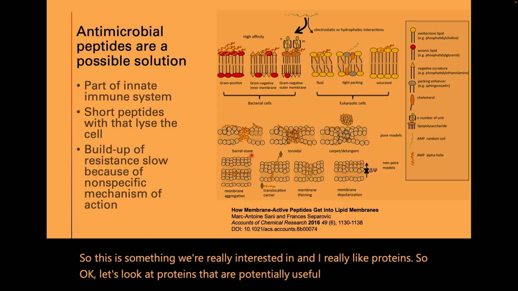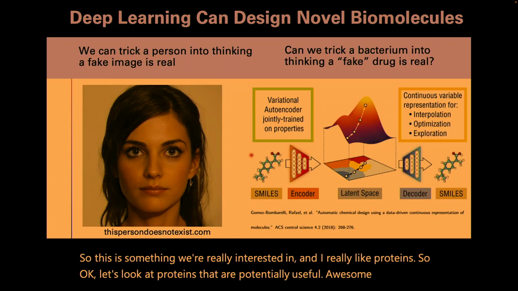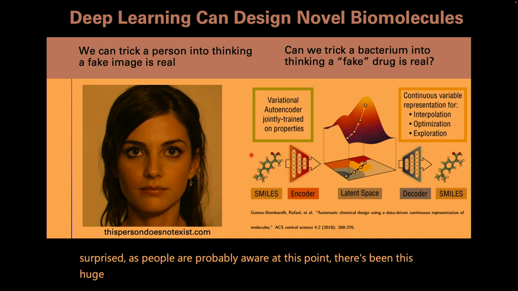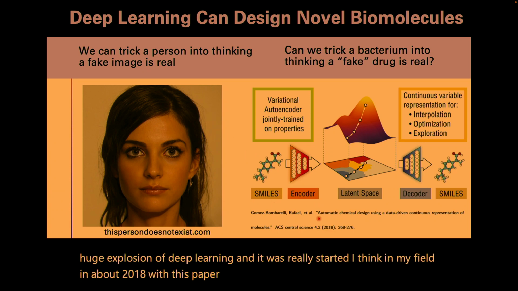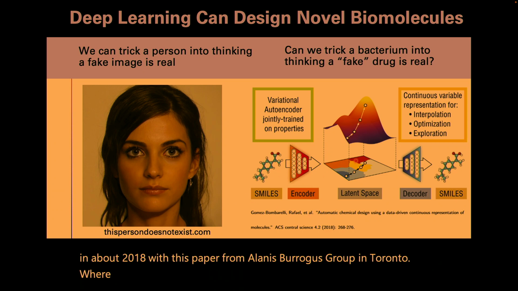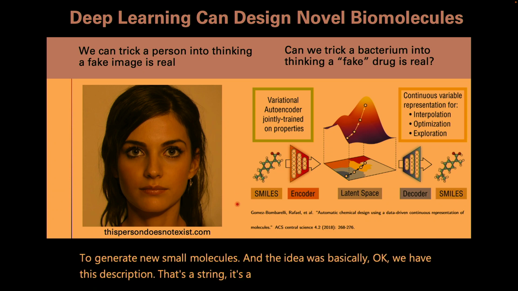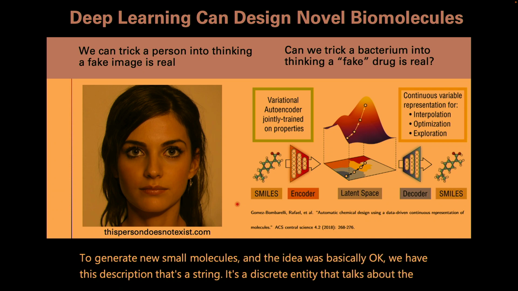Now, as people are probably aware at this point, there's been this huge explosion of deep learning, and it was really started, I think, in my field in about 2018 with this paper from Alán Aspuru-Guzik's group at Toronto, where they were able to use deep learning to generate new small molecules. The idea was basically, we have this description that's a string. It's a discrete entity that talks about the molecules and how they're connected.